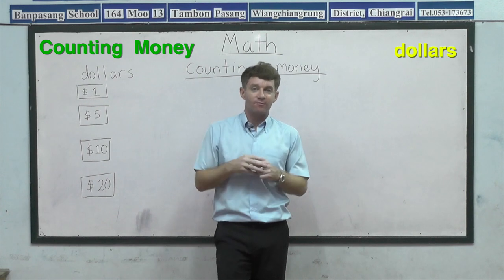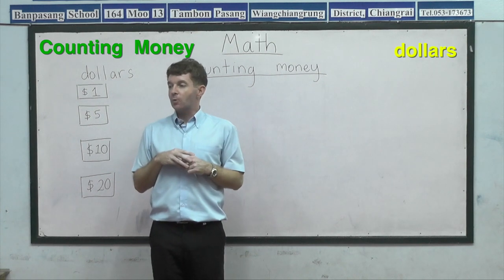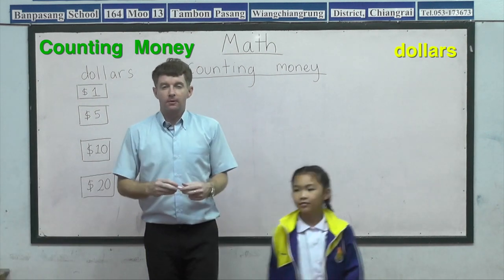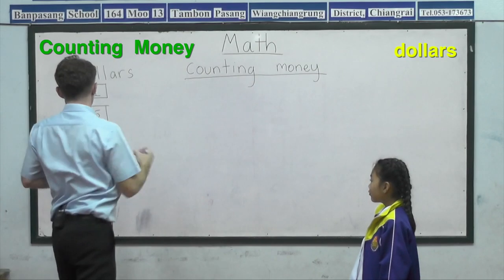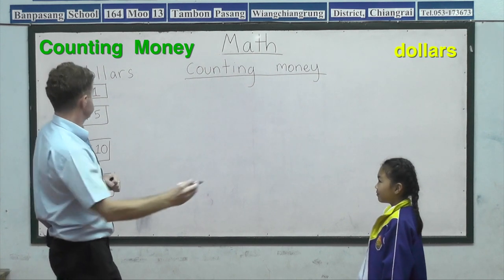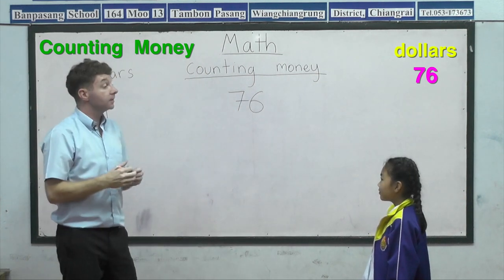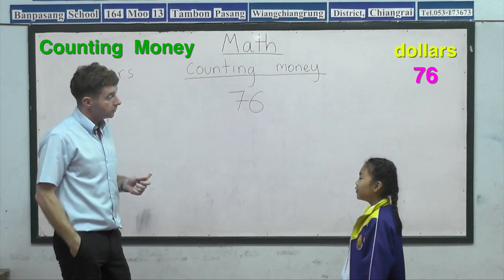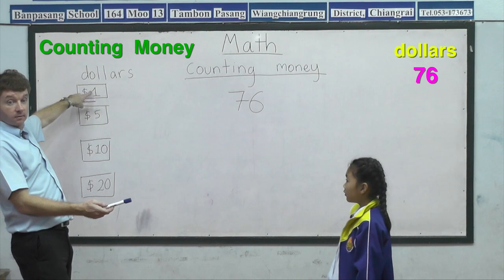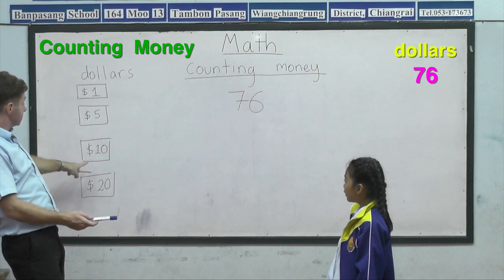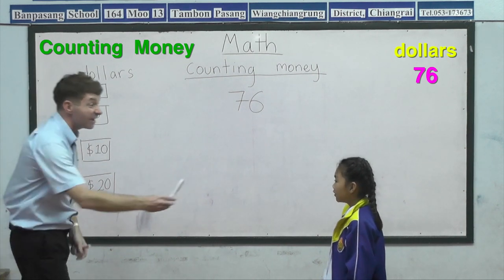Nadia, come and join me at the front. So let's see. Okay, so if you can stand there for me, please. So an amount that we can calculate using our dollar bills. Let me see. How about $76. Now, Nadia, would you like black or would you like blue? Blue. Okay, so remember, what amounts can we use? $1, $5, $10, and $20. So, Nadia, can you get us to $76?